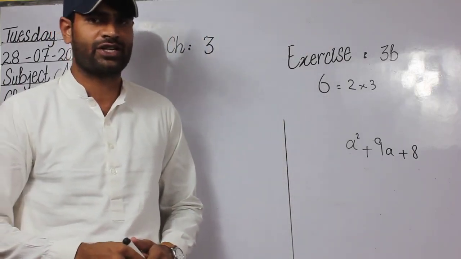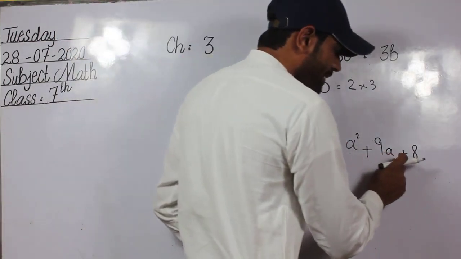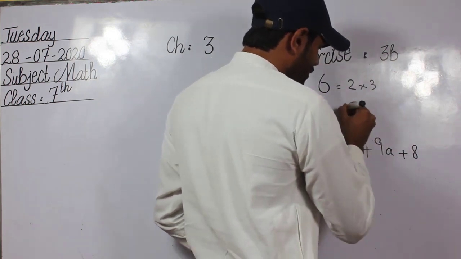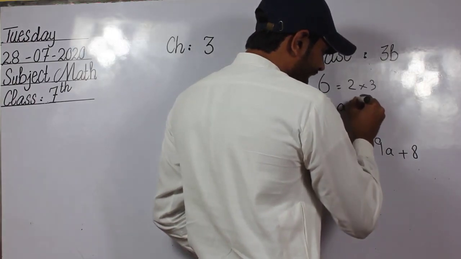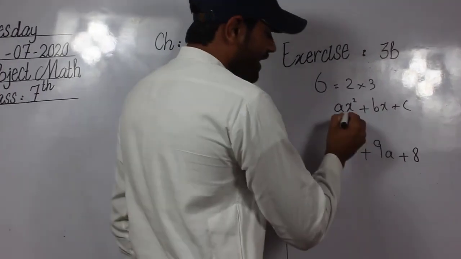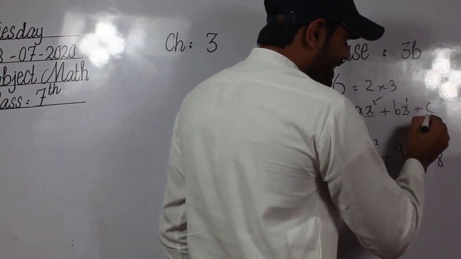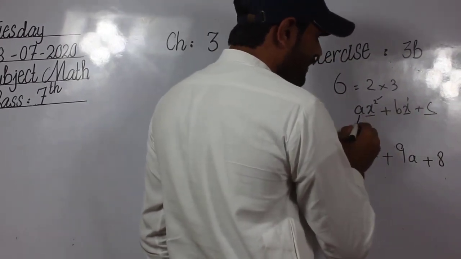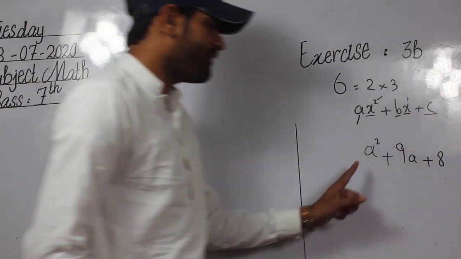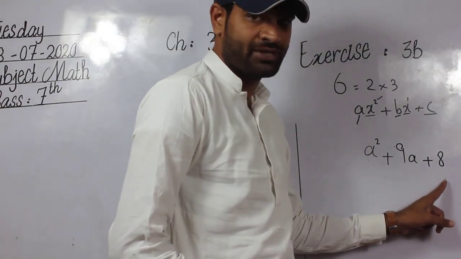We know that quadratic equations are expressions whose highest power is 2, like a square plus 9a plus 8. The highest power is 2 and the standard form of a quadratic equation is ax square plus bx plus c. Here x square has the highest power 2, then the single power, and then the constant. a is the coefficient of x square, b is the coefficient of x and c is the constant. So here the variable is a, and the quadratic expression has a square, a and a constant.